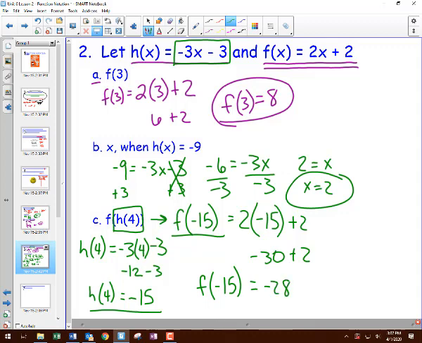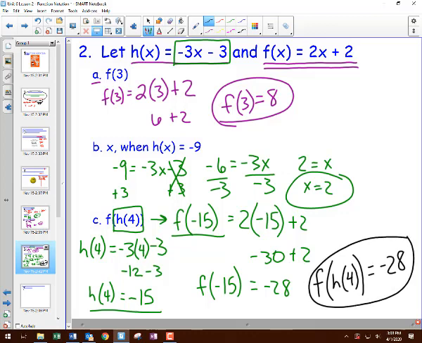Okay, essentially we are done here, but the correct way to write this for our final answer, we should come back to that original equation and rewrite that out. F of h of 4 equals negative 28. So we used both equations there to solve that.